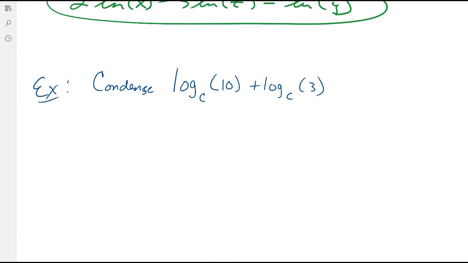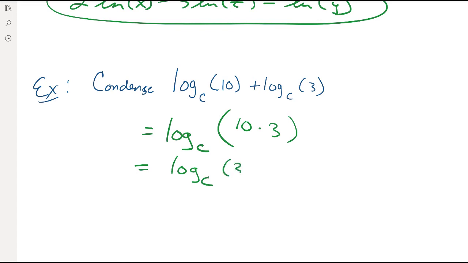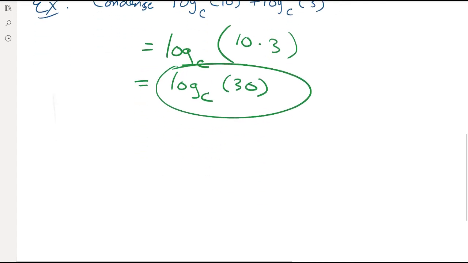So we're doing the product rule here. What this means is that this is going to be a single log of base c. And the log base c of 10 and log base c of 3, they both have positive coefficients. So that means that they're both going to multiply each other up in the numerator. So 10 times 3. Which means this is, if we want to simplify this a little bit, this is log base c of 30. That's what that is. Okay? Here we go. Next example.